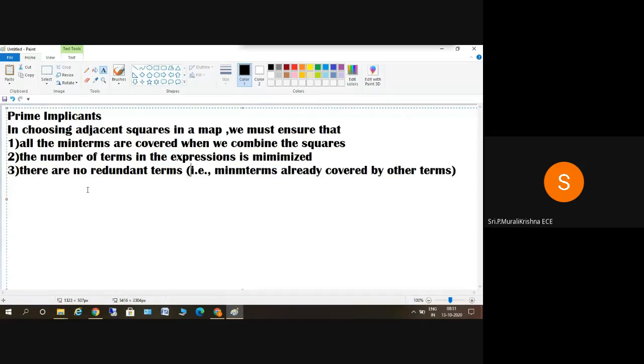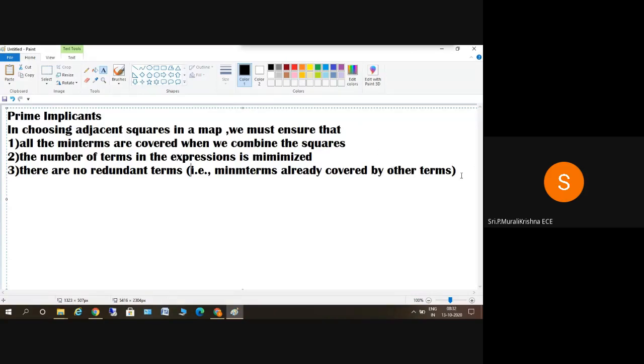Redundant in the sense that we have to make sure there is no overlapping kind of grouping here. If one minterm is covered by one group and another minterm is covered by another group, and I go on grouping those two, then it is useless. That is called redundant. Redundancy is nothing but grouping the minterms which are already grouped in other groups. That is the care that has to be taken here.